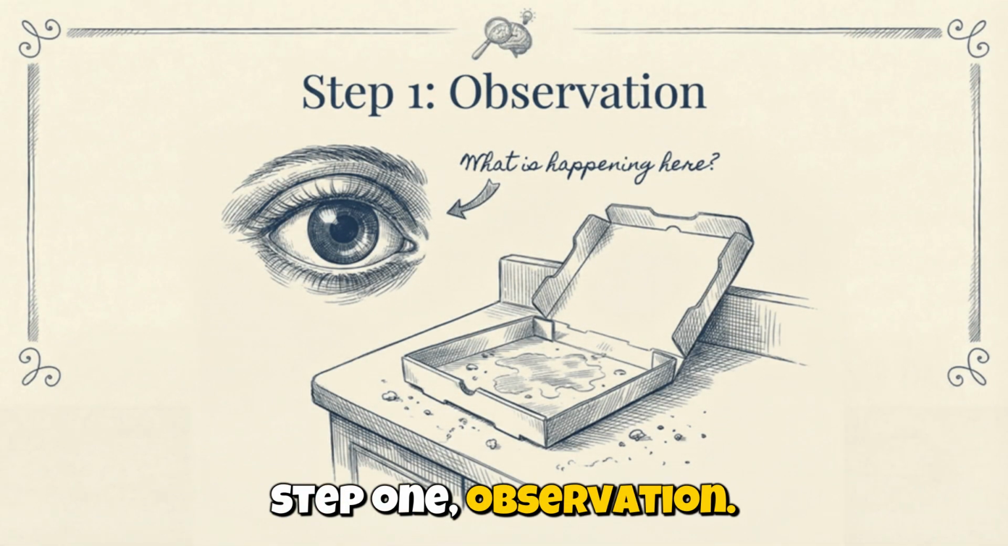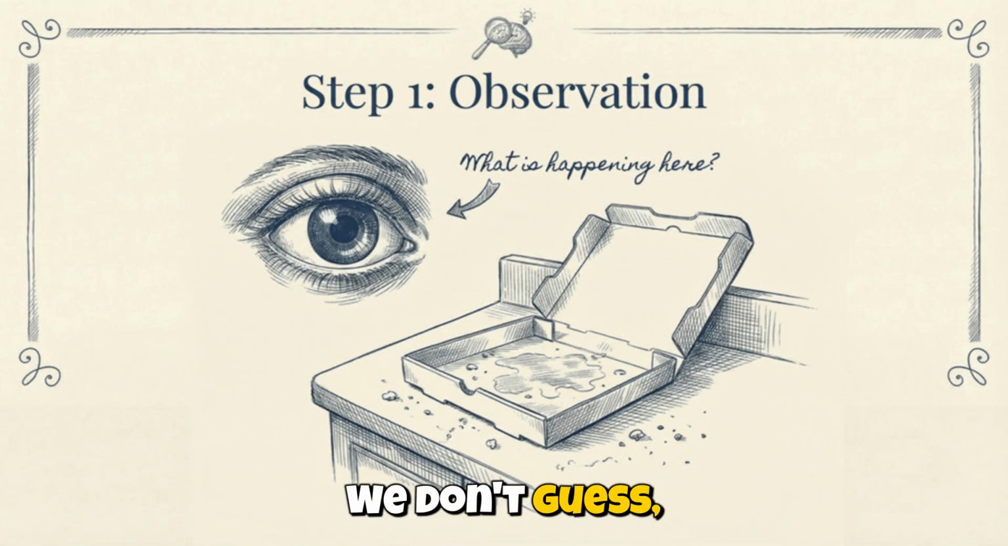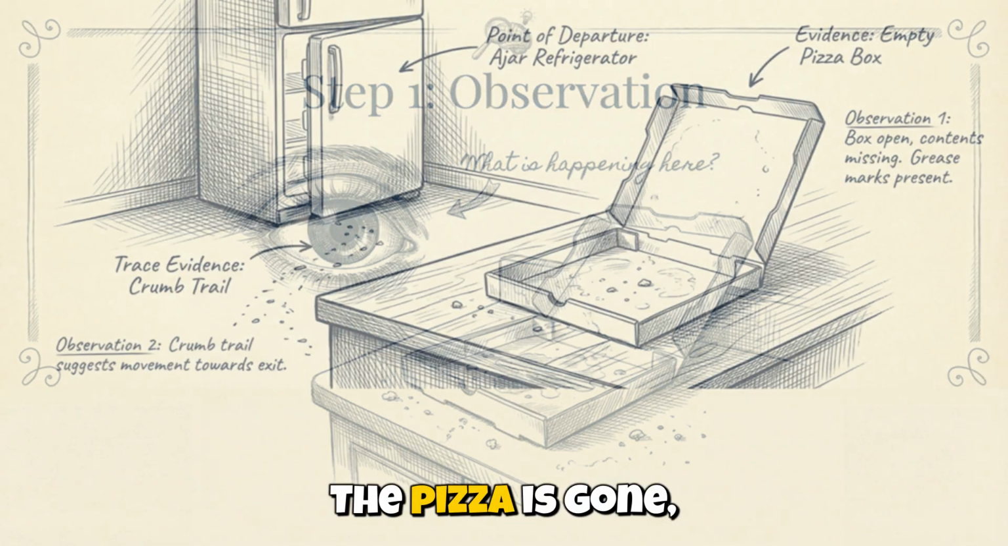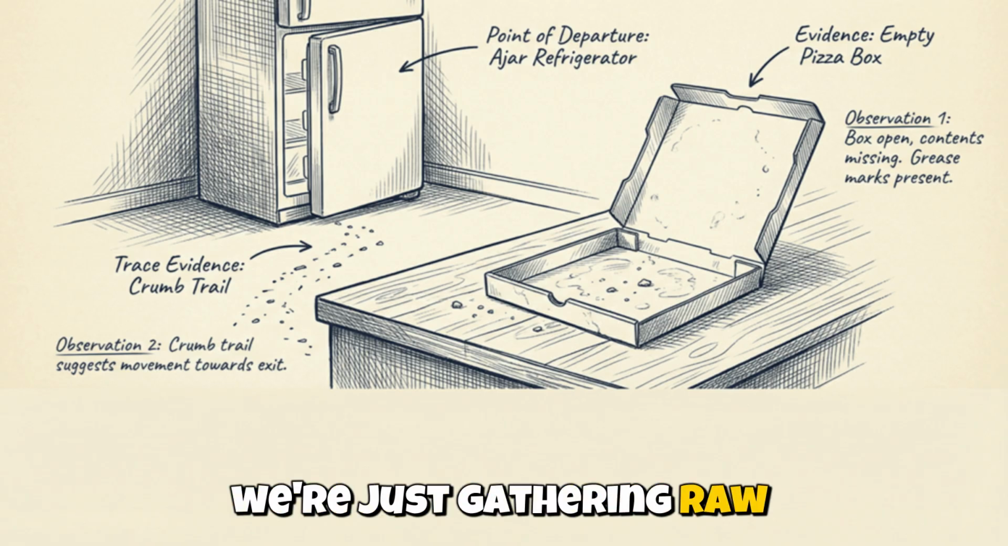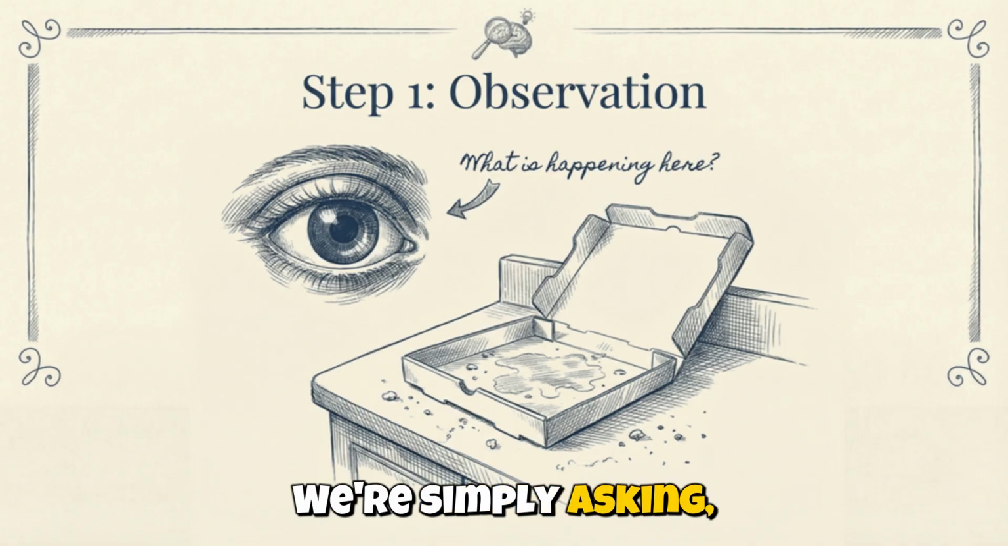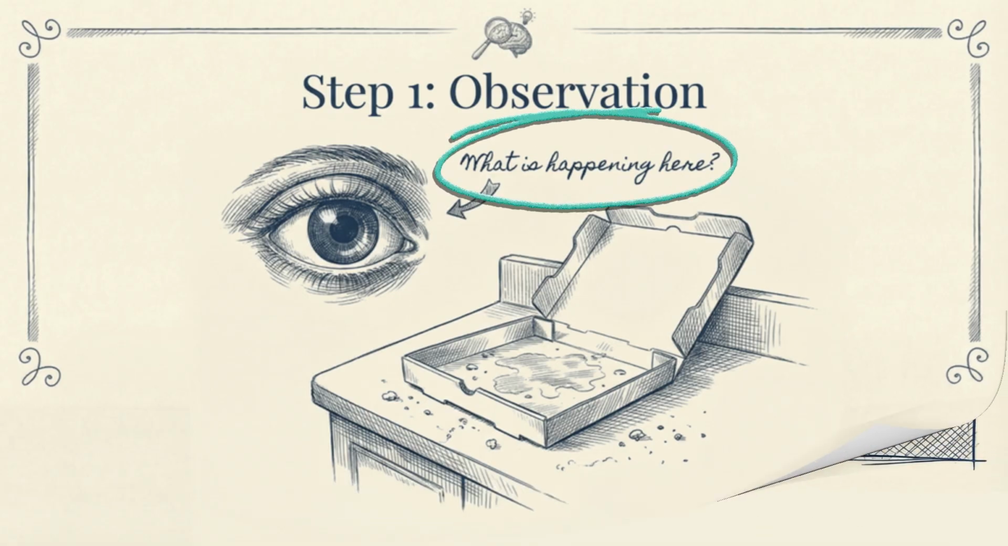Step 1, observation. We don't guess, we observe. The pizza is gone, the box is open. There are crumbs on the counter. We're not jumping to conclusions, we're just gathering raw data. We're simply asking, what is happening here?